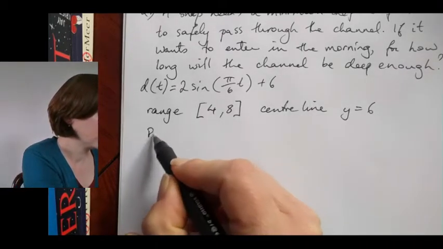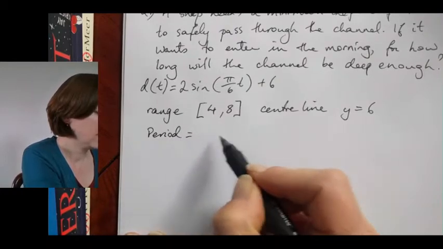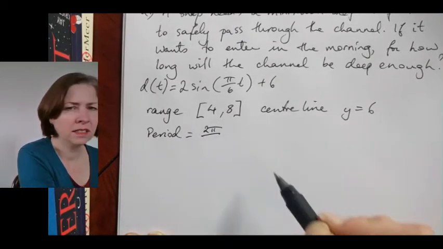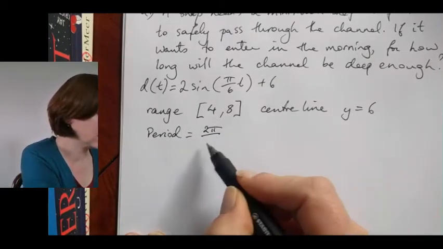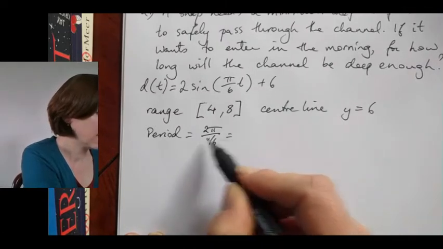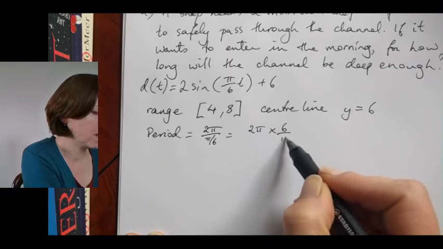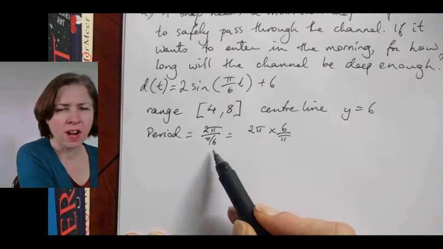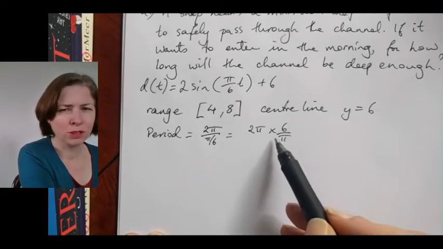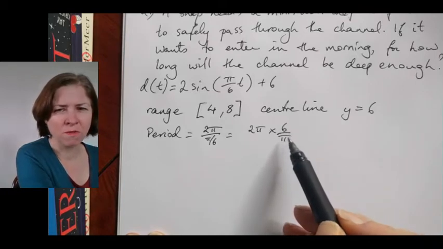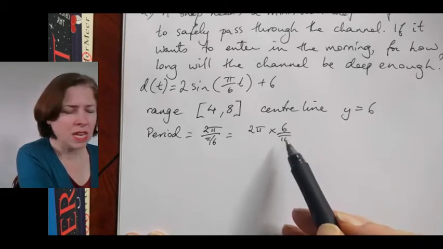Then let's look at the period. Period is 2 pi on n, and n is pi on 6, which is the same as 2 pi divided by pi on 6. When I divide by a fraction, I change it to multiplication and I take the reciprocal of the fraction. So 2 pi times 6 over pi is going to give me 12.